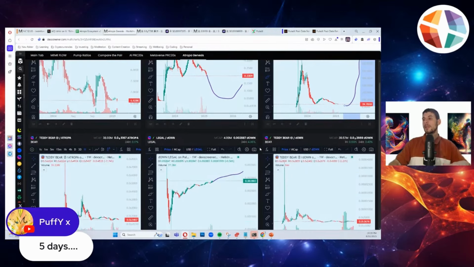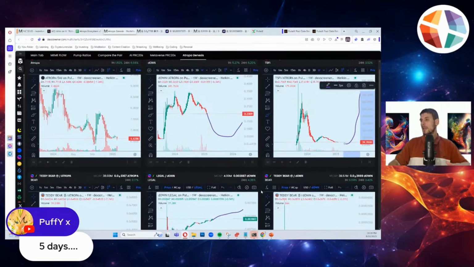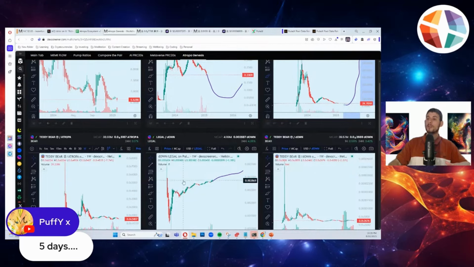So for me, if I'm thinking about the bear market, I want to keep a very close eye on TSFI and down. And then I want to also keep a very, very close eye on legal, and just keep a close eye on maybe what Maria is doing in the bear market with legal, if he ends up doing anything with legal, or just what legal's bonded to.